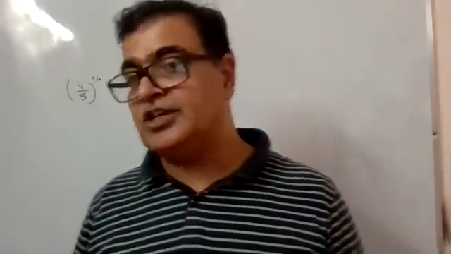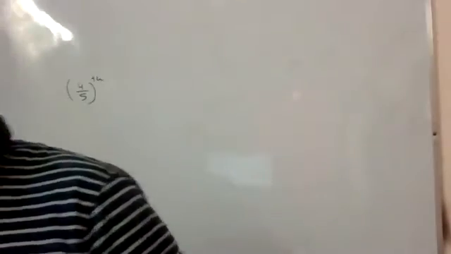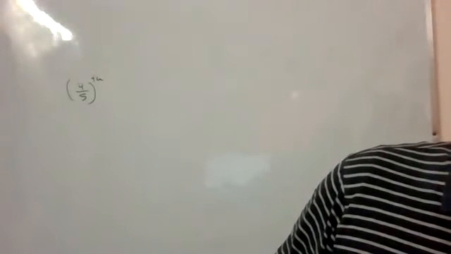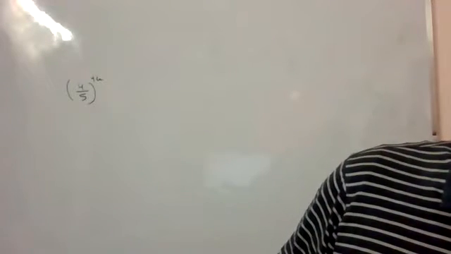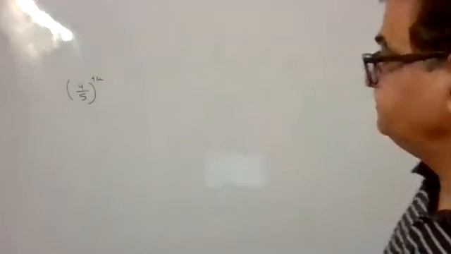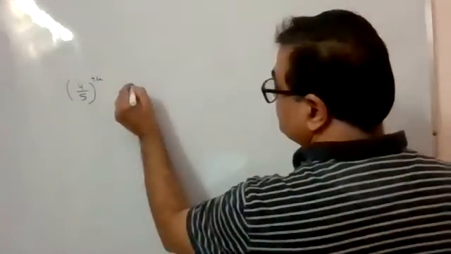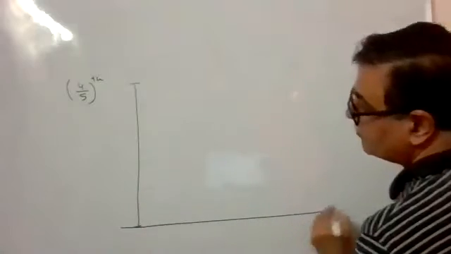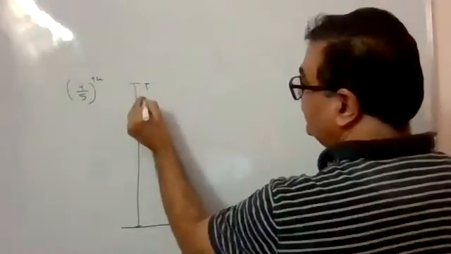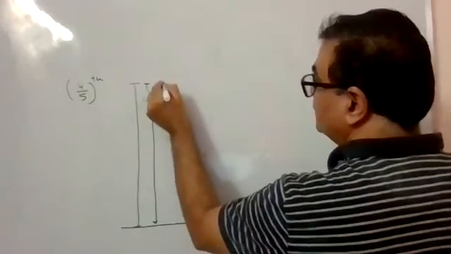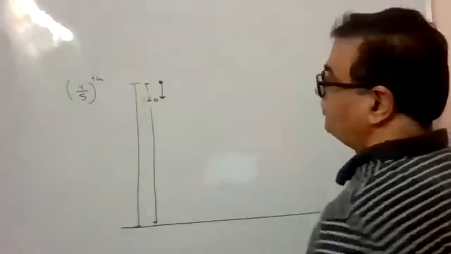If it is gently dropped from a height of 120 meters. This 120 meter is the initial height from where you drop the ball. You dropped the ball from here.